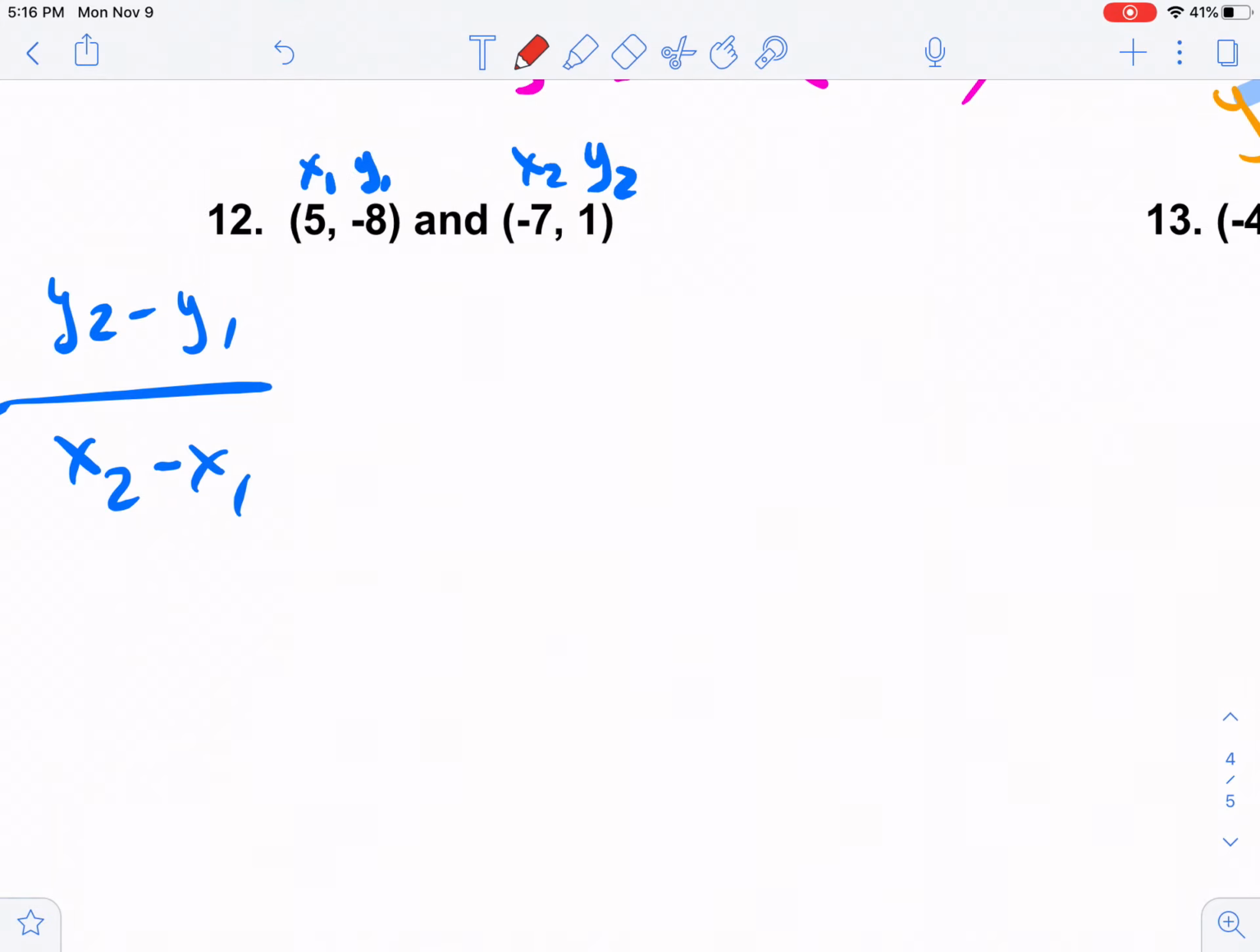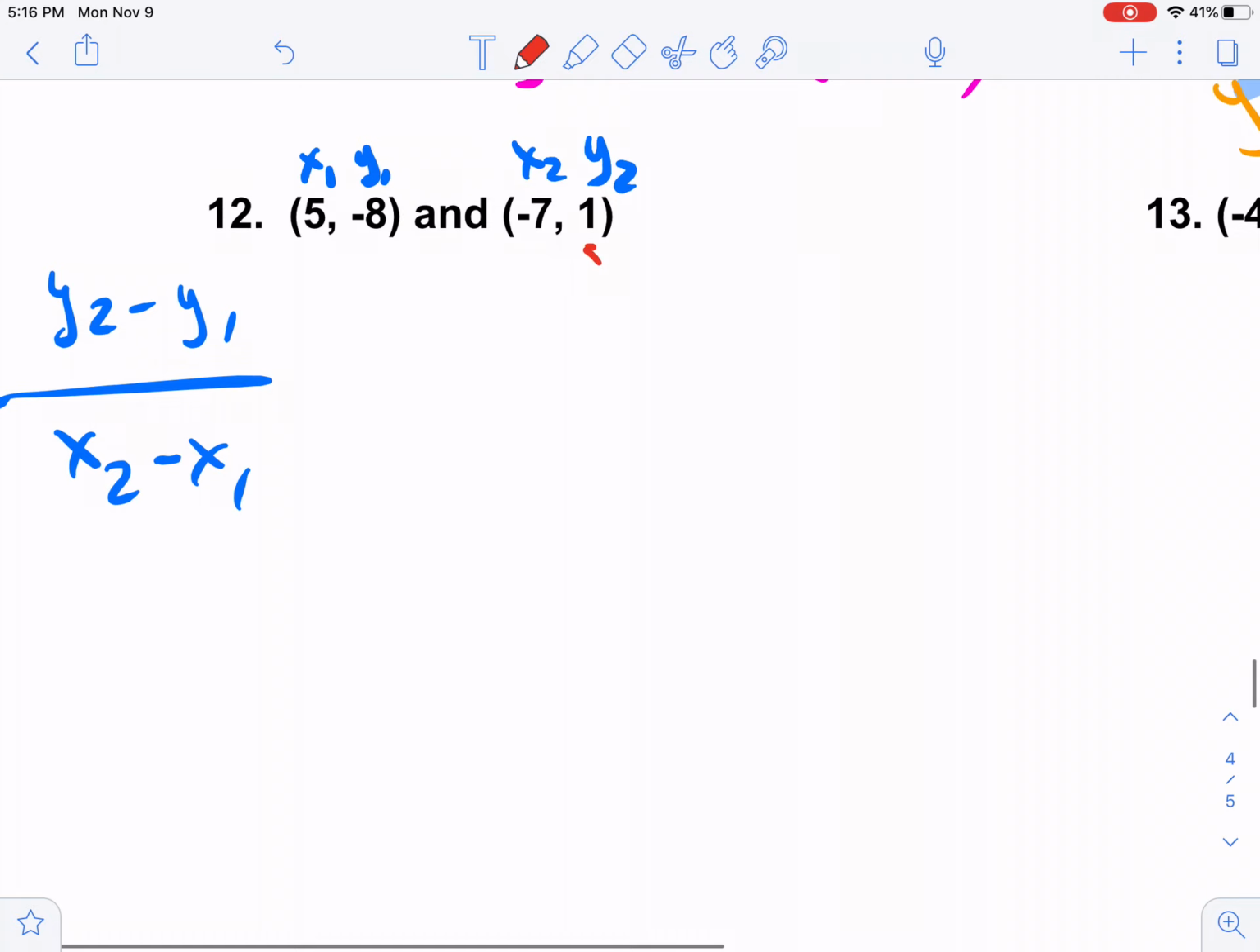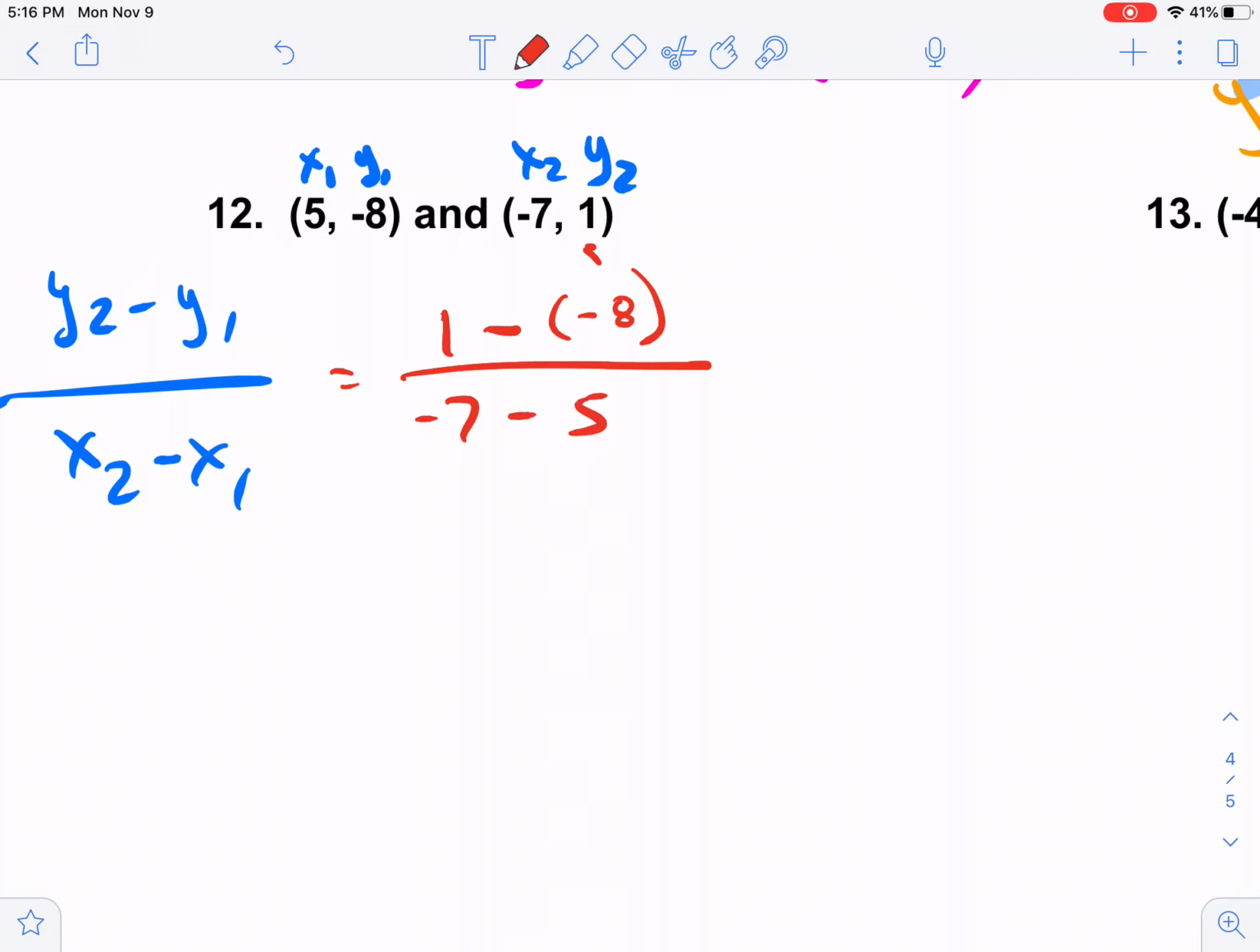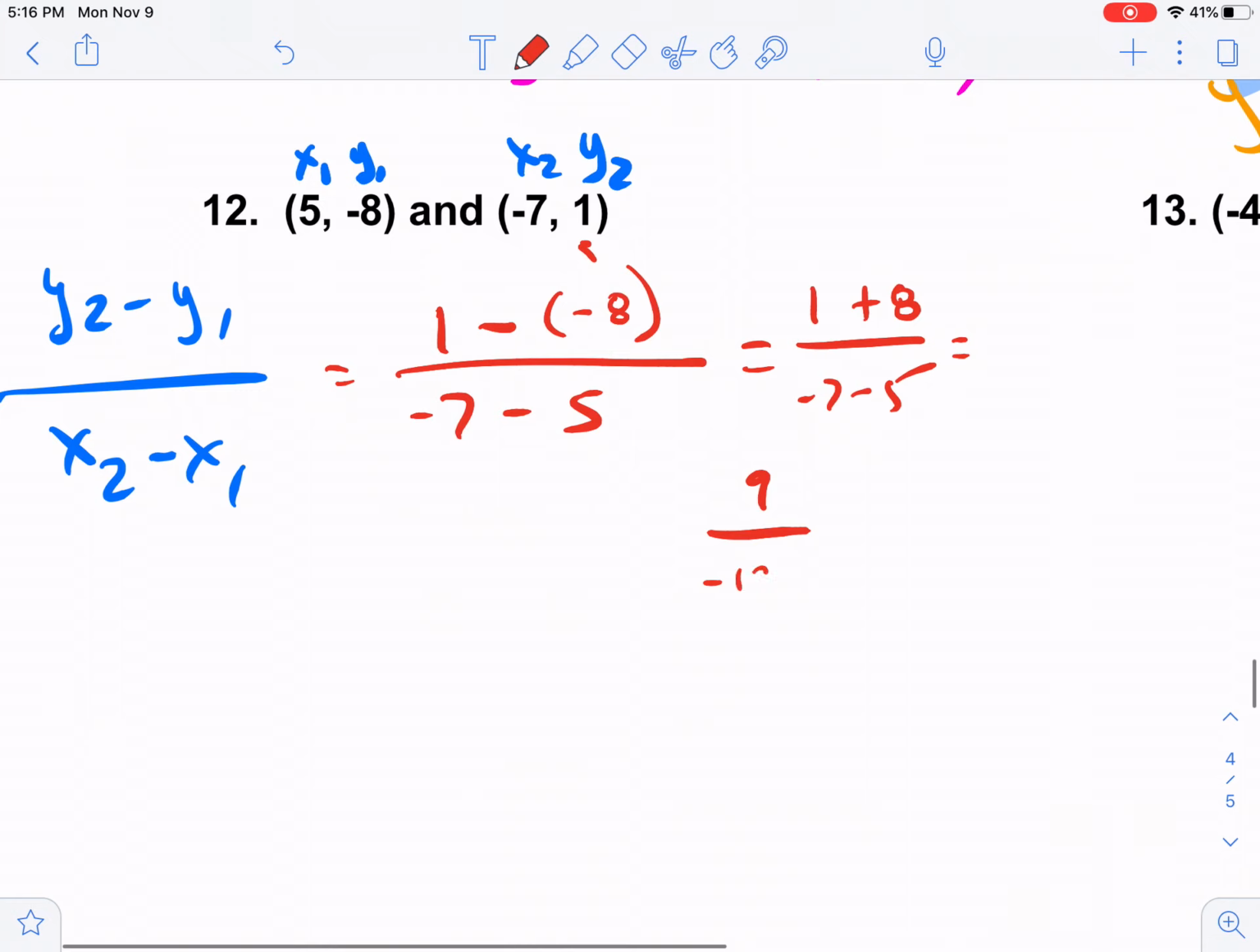Cool? Great. I'm glad you agree. So what is y2? It's 1. So you get 1 minus a negative 8 over negative 7 minus 5 equals 1 plus 8 over negative 7 minus 5 equals 9 over negative 12, which equals a negative 3/4. That's what it simplifies to.